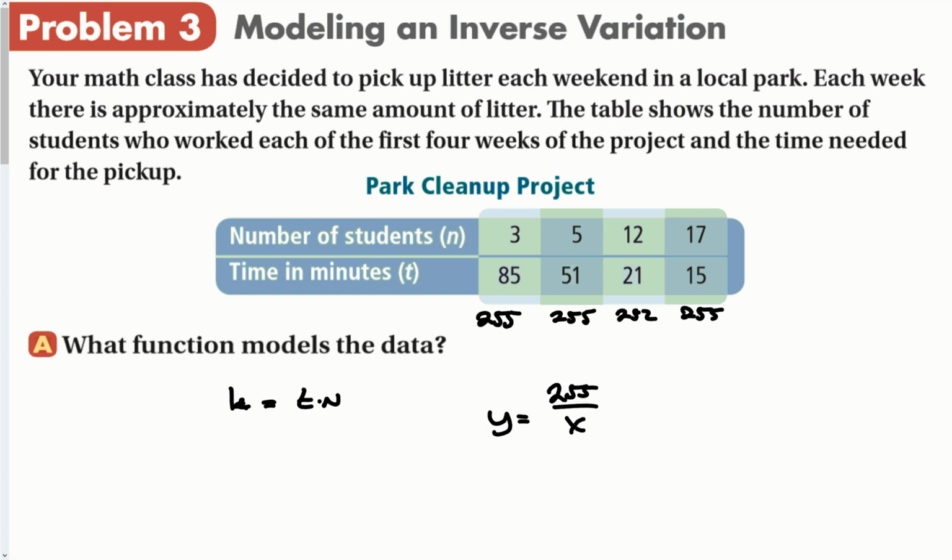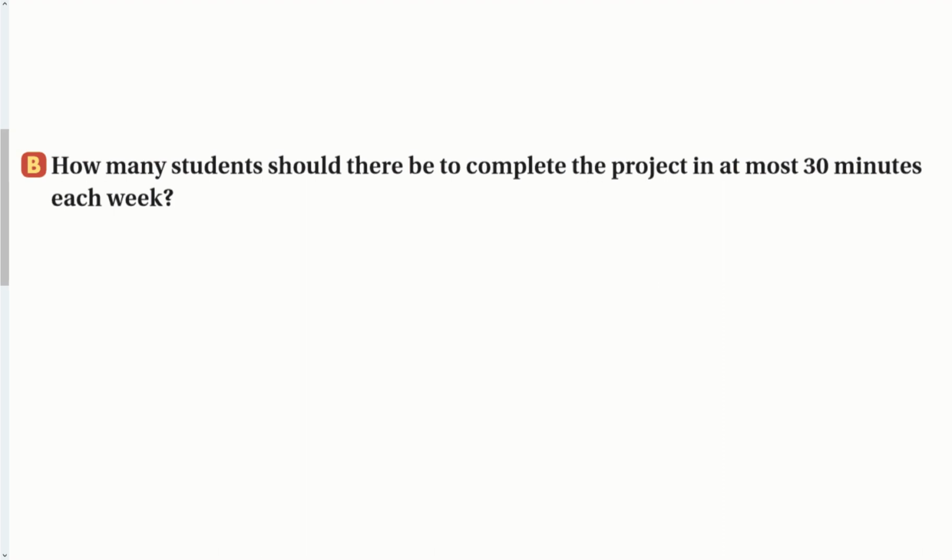If I want to use these two variables, it's going to be the number of students is equal to 255 divided by the time, right? 255 divided by 3. No, other way, sorry. The time is 255 divided by the number of students. Yeah, that makes more sense. As one goes up, the other goes down. As you get more students, the time it takes to clean up the park goes down. So increasing the number of students decreases the amount of time.